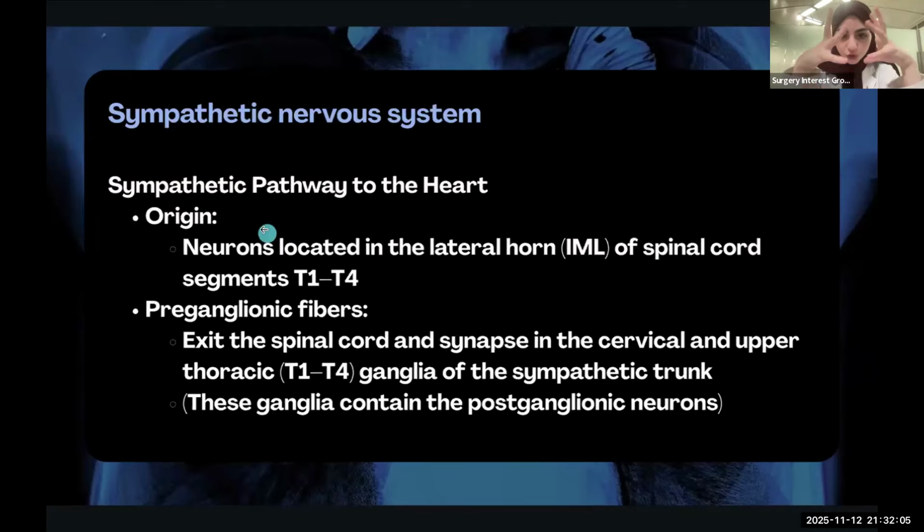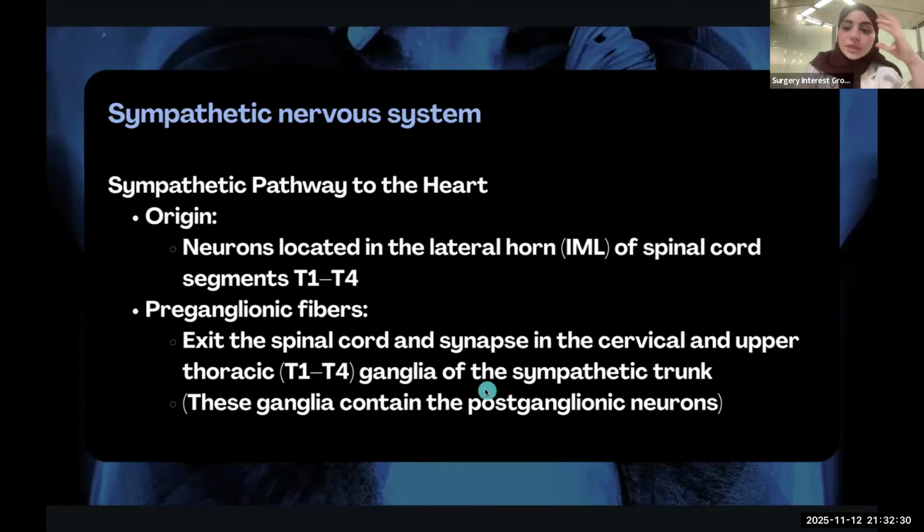Now, I've had these neurons that are going to be at the IML, and they're going to be from levels T1 to T4. Those are going to be all preganglionic fibers. They're going to, again, form nerves that exit the spinal cord, but specifically, where are they exiting from? They're going to be exiting from the ventral horn, okay? They're going to go alongside the somatic motor. So they're going to exit from there.